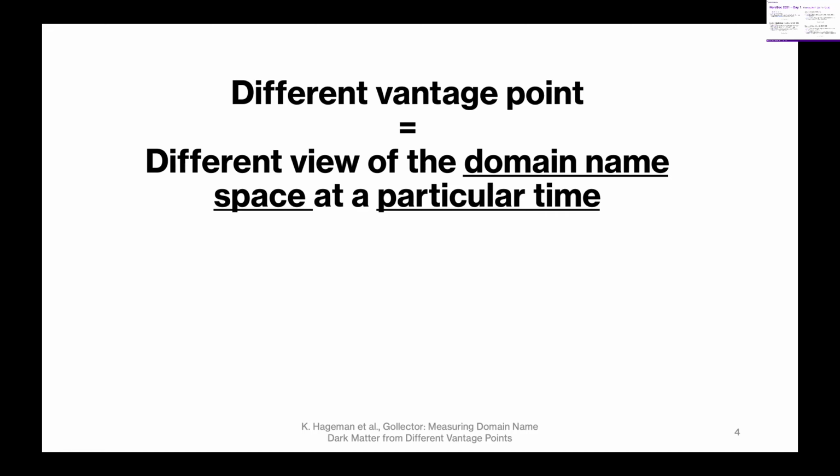In our case, we refer to these different points of data collection as a vantage point. Even though they differ significantly in the amount of data that you collect, there's usually an overlap between them. They provide a different view of the total domain name space, so the domain names that actually exist, and the timing of the observation.